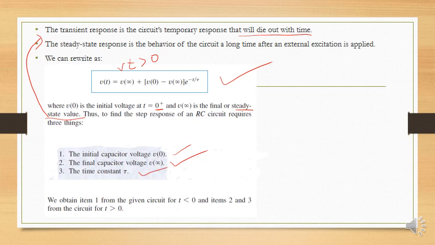The first one can be obtained at t less than 0. The second and the third one are obtained at t greater than 0. Right?